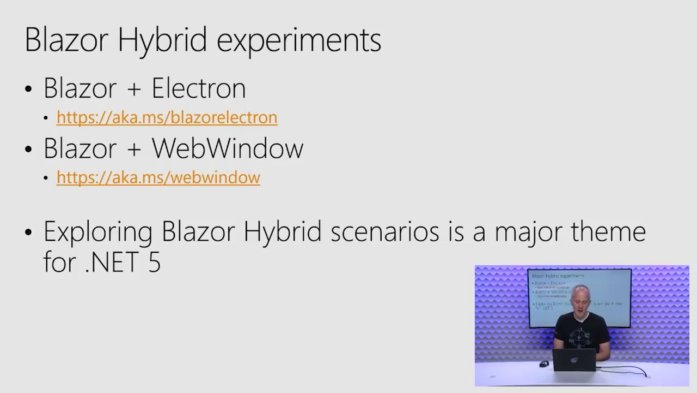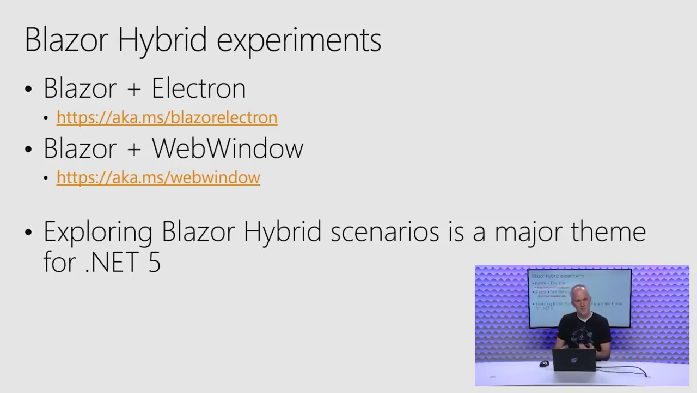Well, we have a couple of Blazor hybrid experimental projects that you can try out. We've already shared previously an experiment for using Blazor with Electron, and you can try that out at aka.ms/BlazorElectron. More recently, Steve Sanderson also shared a really cool new experimental project called Web Window. Web Window is kind of like an Electron Lite.